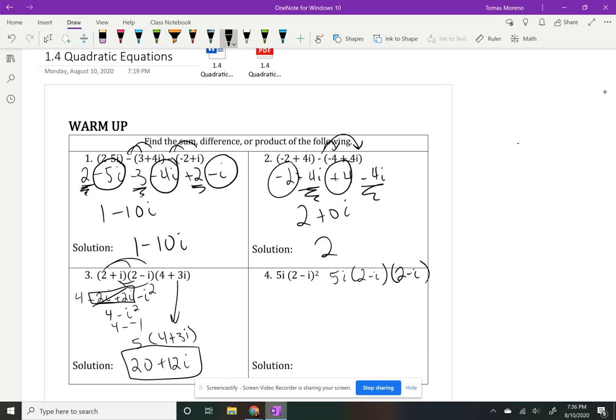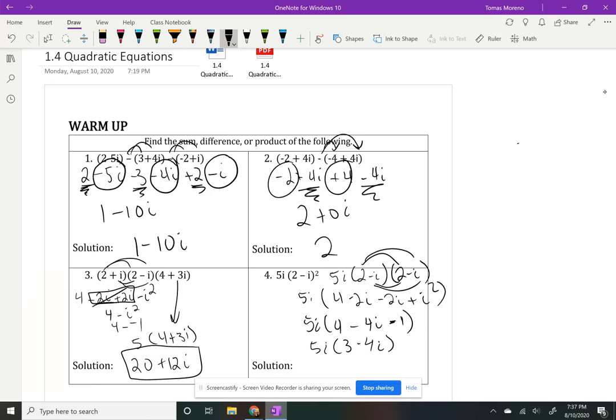All right, let's see. Distribute, so I'm going to leave the 5i out here. I'm going to have 4 minus 2i, negative 2i, and then negative 2i again, and then positive i squared. So that's something we already know. We just worked with it. So what is i squared? i squared is just negative 1. Okay, so what's 4 minus 1? 4 minus 1 is 3.